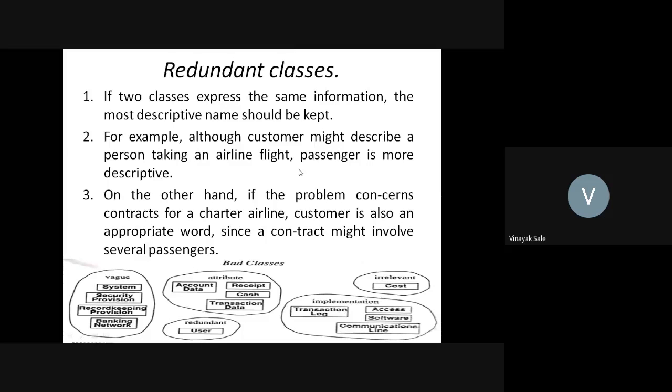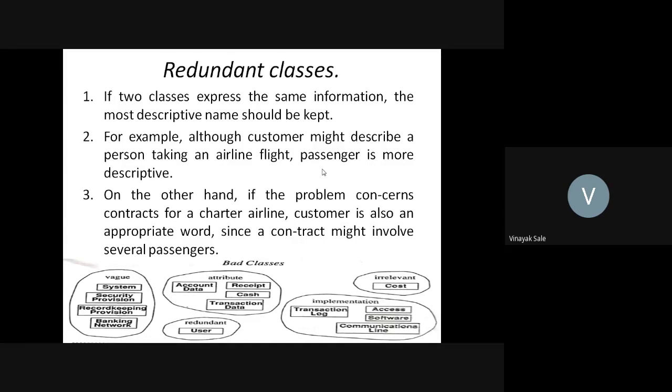So redundant classes may be the user. If two classes express the same information, the most descriptive name should be kept. For example, although customer might describe a person, airline flight and passenger is more descriptive.